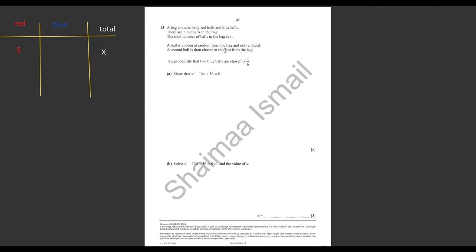A ball is chosen randomly, replaced. Okay. Find the probability that the 2 balls chosen are blue. The probability that 2 balls are chosen is 1 out of 6. Here, when the total is X, the blue will be X minus 5. Am I right? Because the total is X, the blue here will be X minus 5.